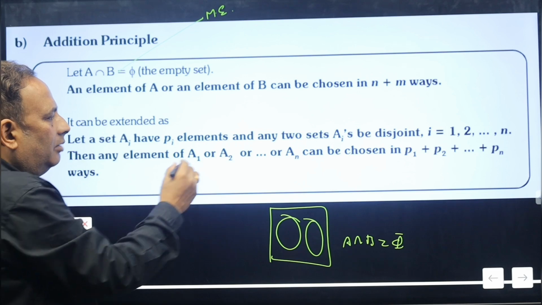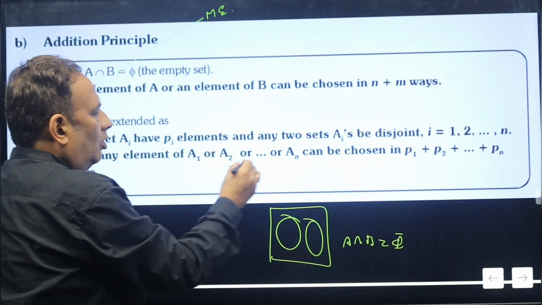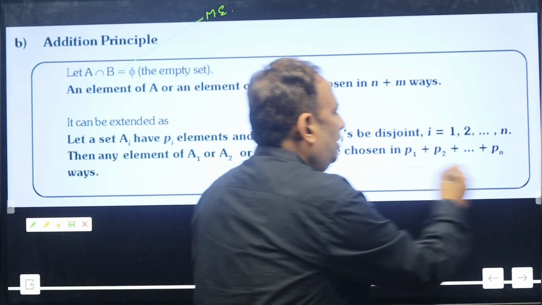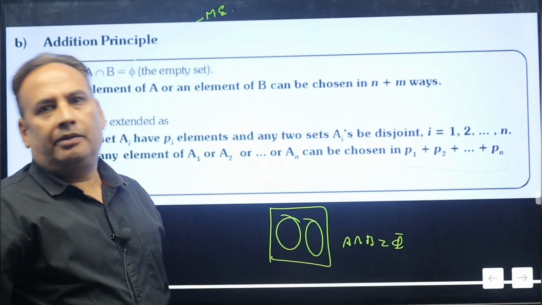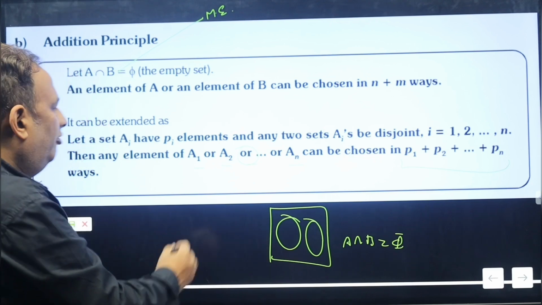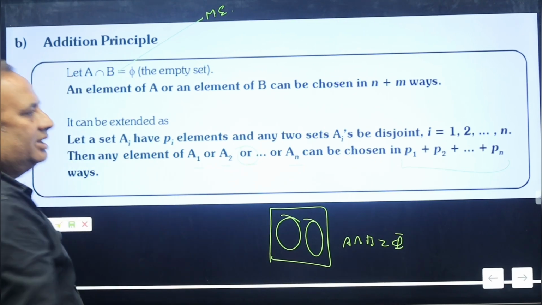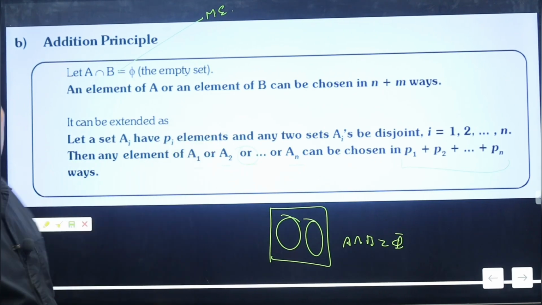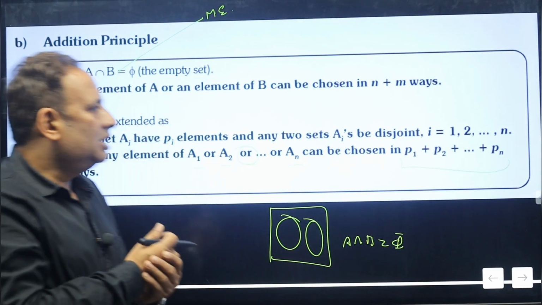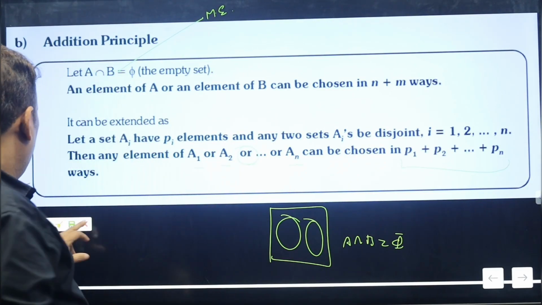And suppose we have more than two events, A1 or A2 or A3 and so on up to An. Then the answer will be p1 plus p2 plus p3 plus so on up to pn ways. Whenever the word is "or", we have to take m plus n ways.